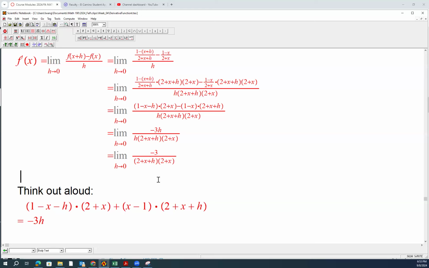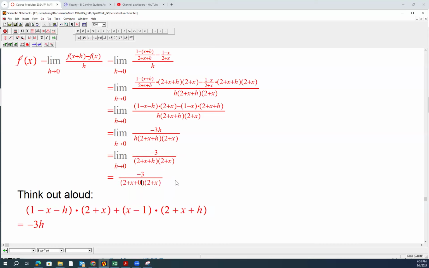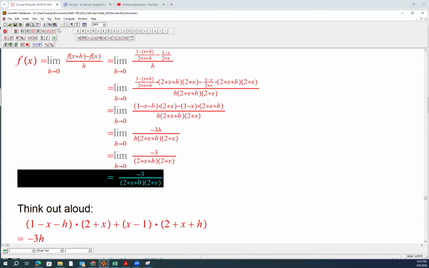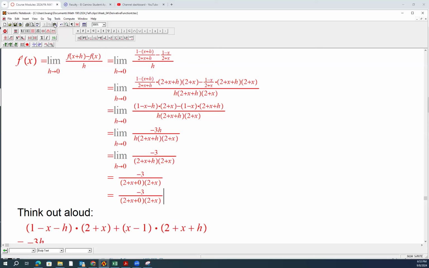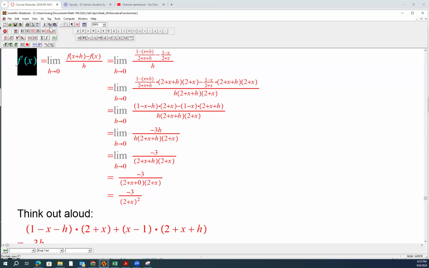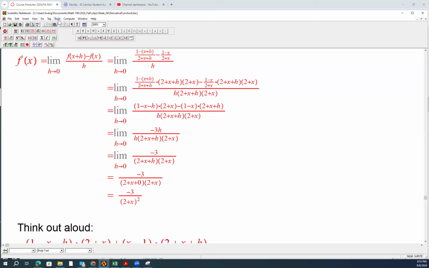So now we can do direct substitution by replacing h by 0. So in the end, we got this derivative. Basically, it's 2 plus x squared. Done. That's the derivative. We found it. So you just summarize it. Equals, that's the derivative.